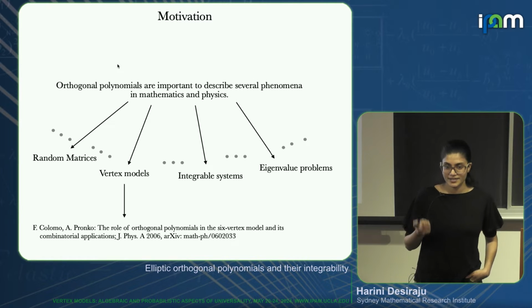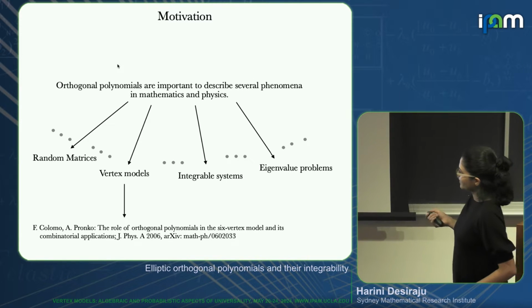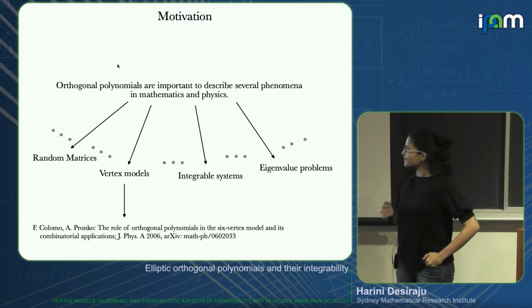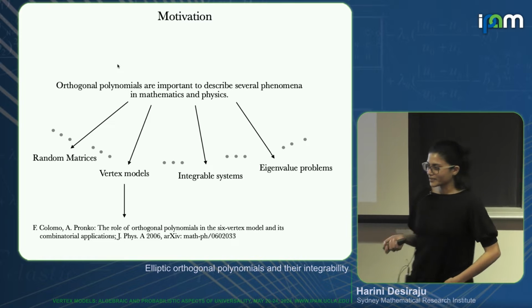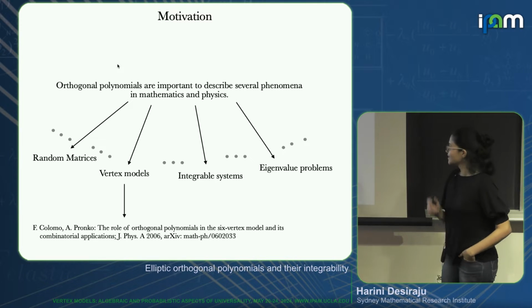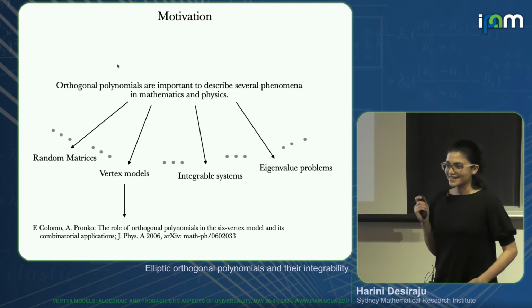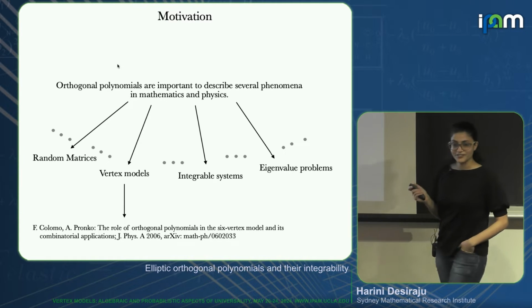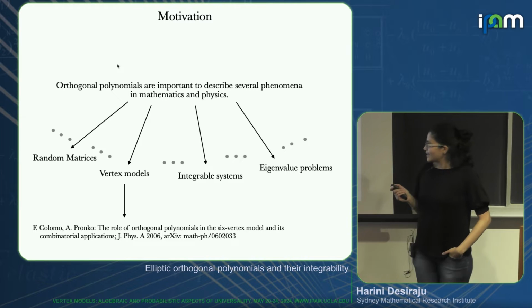Since everyone is talking about the 6-vertex model, I went and did some research, and turns out there is this wonderful paper by Filippo, who's here, about the role of orthogonal polynomials in the 6-vertex model, and this will be the only 6-vertex I show in this talk. So if anyone has ideas about how to use any of this technology, I'll be very happy to chat.